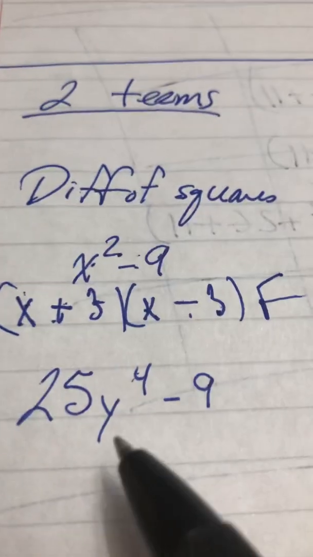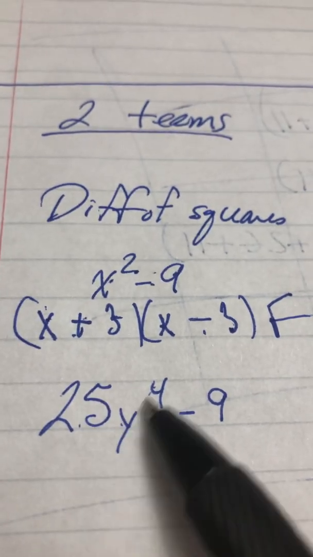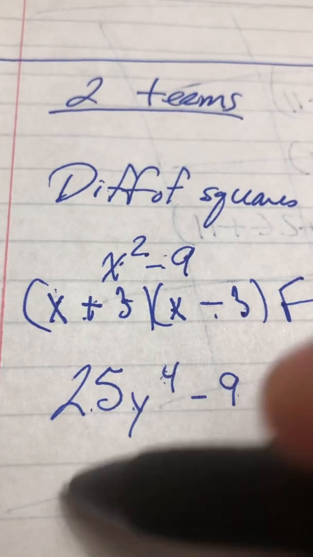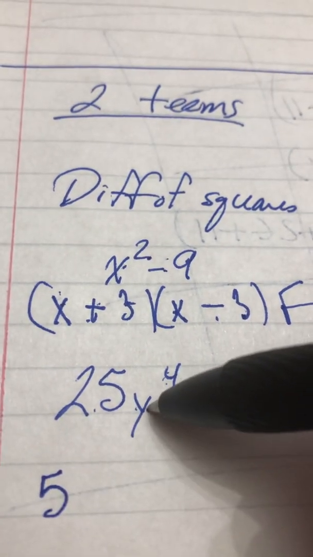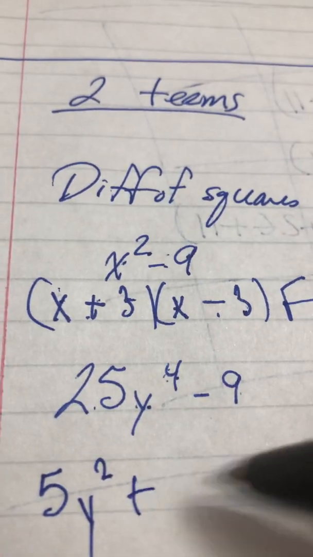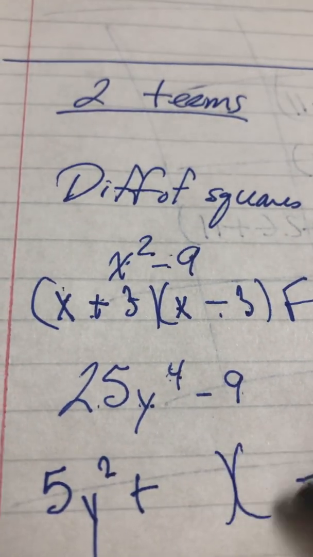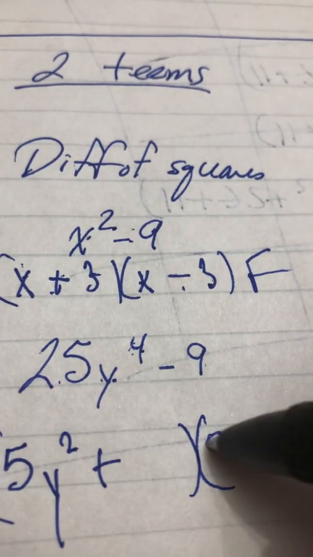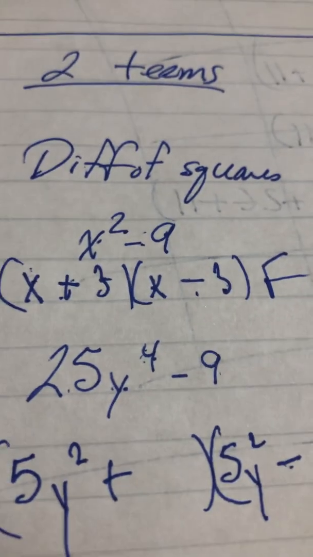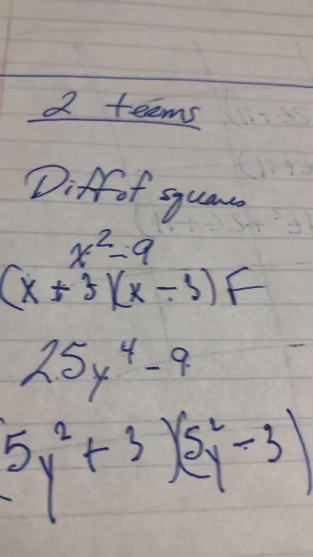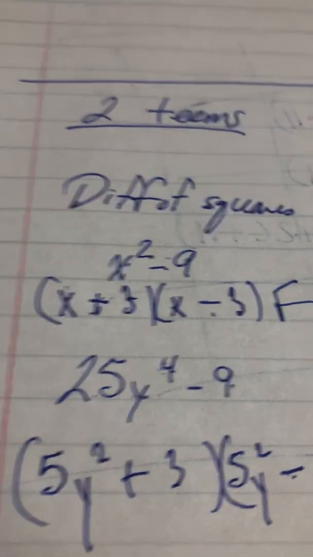All right, a little bit more challenging one, 25y to the 4th minus 9. Well, square root of 25 is 5. The square root of y to the 4th is y squared. We know we need a plus and we know we need a minus. And so we have 5y squared there as well. And then the 9 breaks down to a 3 and a 3.